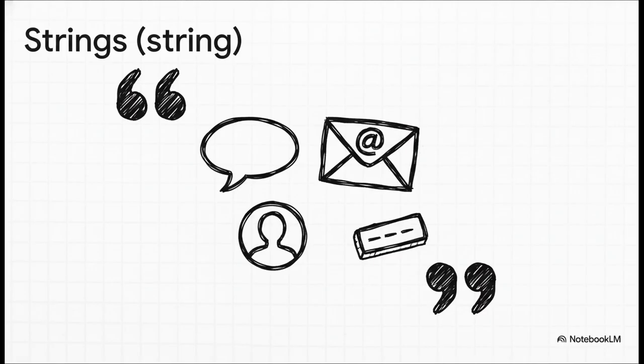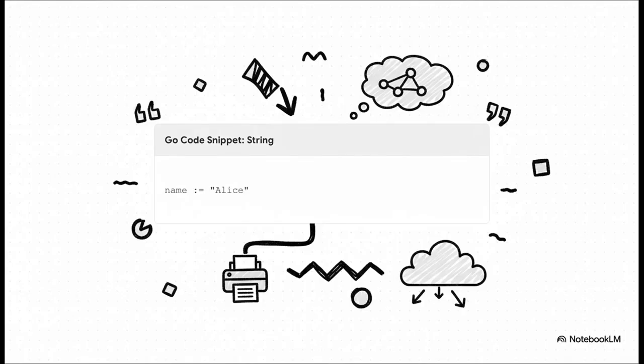And in Go, you make one just by wrapping your text in double quotes. Seriously, that's it. You just wrap "Alice" in double quotes, and you're done. Go now knows that the name variable is a string, and you can print it, save it, whatever you need to do.